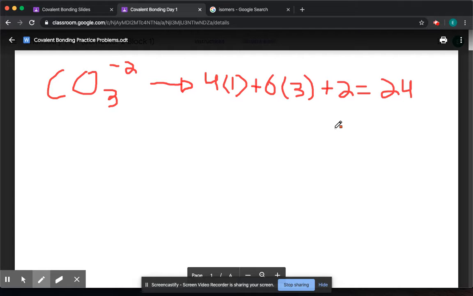We have 2 elements. If you go back to the rules, the element that goes in the middle is the element that has the least electronegativity. Out of these 2, carbon is the least electronegative. So my carbon is going to go in the middle. Okay? And then I'm going to draw the 3 oxygens.